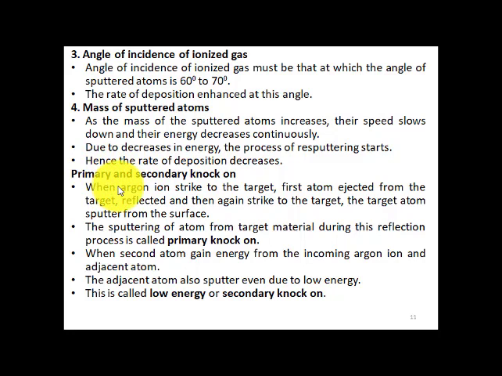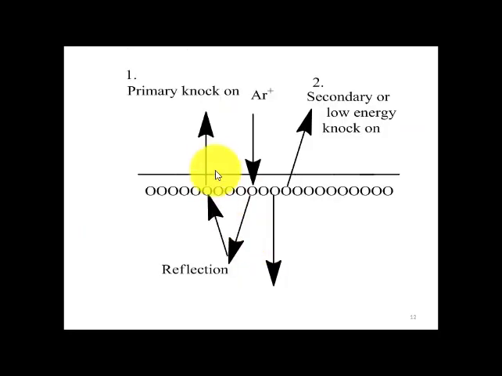Next is another phenomenon, primary and secondary knock-on. When an argon ion strikes the target, the first atom ejected from the target is reflected, and then again strikes the target. The target atom is sputtered from the surface. The sputtering of an atom from target material during this reflection process is called primary knock-on. Here we can see this is the argon cation.